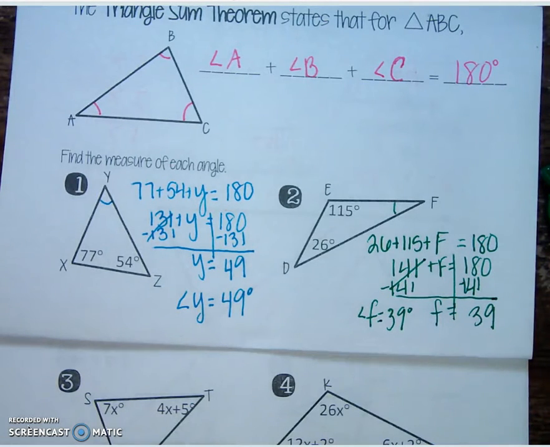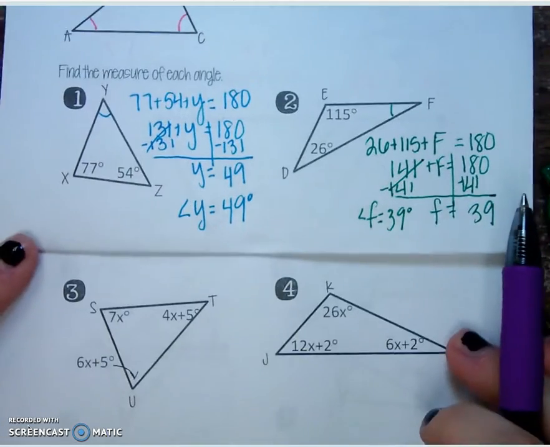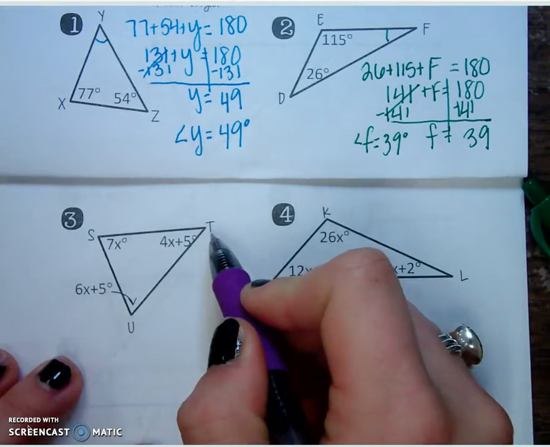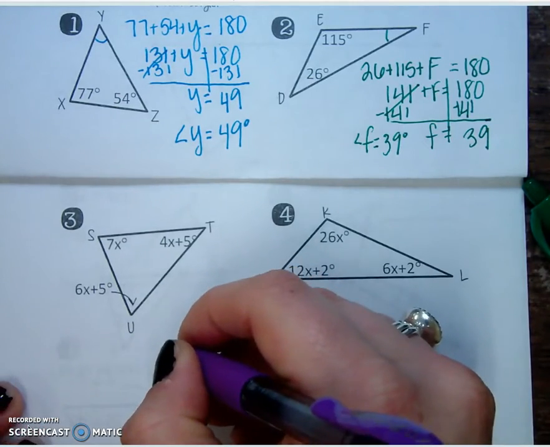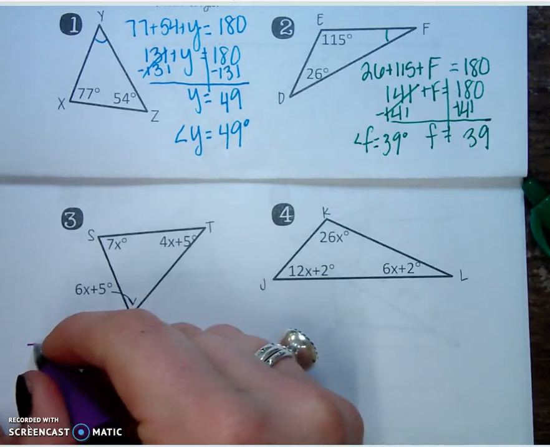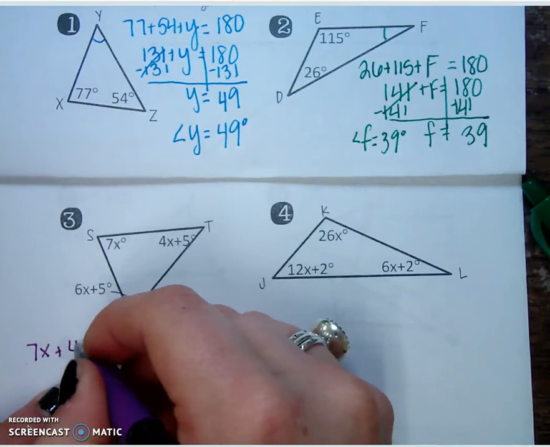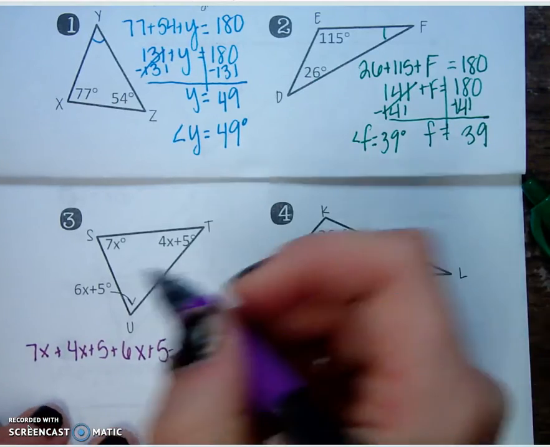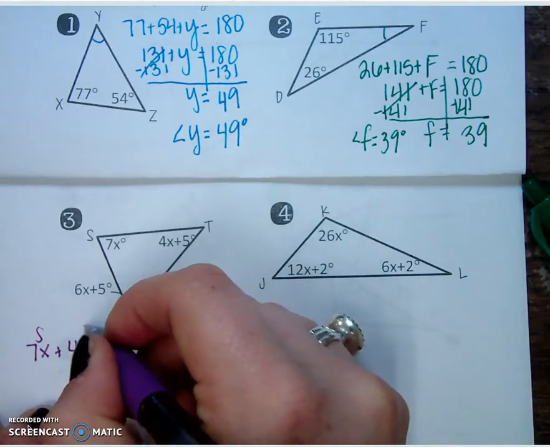All right, number 3. A little bit more complex here. In order to solve for, let's say, solve for x, and I'm going to have to solve for x in order to be able to solve for any of the other angles, I know that all three, S, T, and U, together will be 180 degrees. I don't have numbers now, but I have expressions for each of these angles. So I know 7x plus 4x plus 5 plus 6x plus 5 will equal 180. This is angle S, angle T, and angle U.